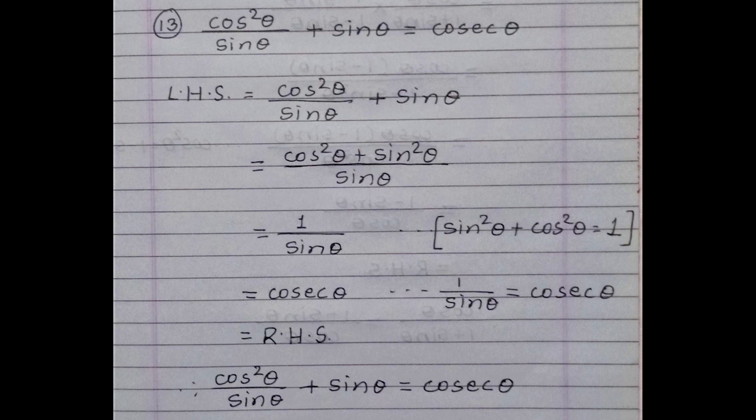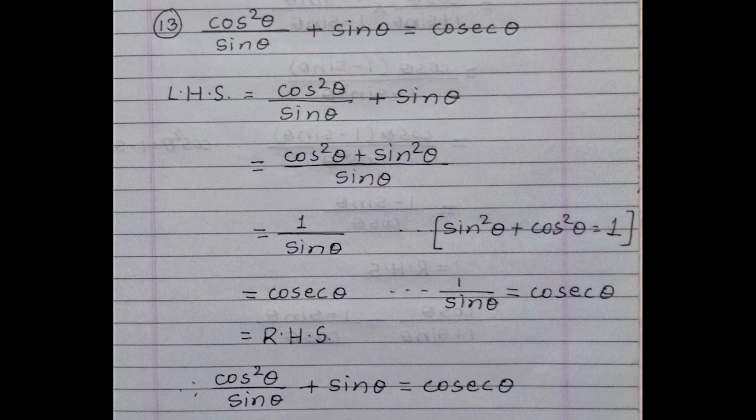Question number 13. Again, prove that cos square theta upon sin theta plus sin theta is equal to cosec theta. Now, cos square theta upon sin theta plus sin theta, it is LHS. Now, cross multiply: cos square theta plus sin theta into sin theta, that is sin square theta, upon sin theta. Now, sin square theta plus cos square theta is equal to 1.